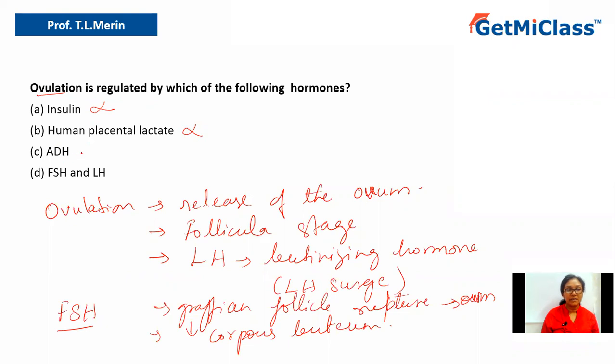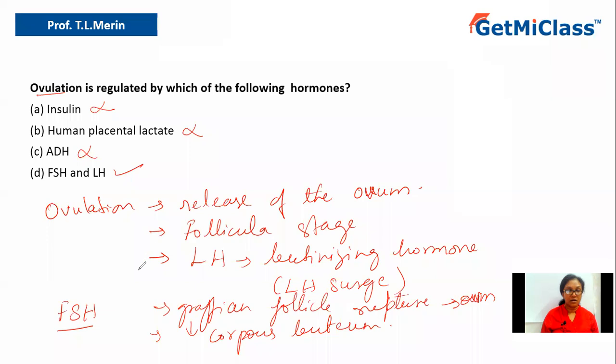Option C says anti-diuretic hormone. This actually induces the kidney to maintain osmoregulation, or maintain the correct amount of water in the blood. So that is ADH. Hence, this is ruled out. Option D says FSH and LH, that is follicle stimulating hormone and luteinizing hormone. So that is the correct answer.